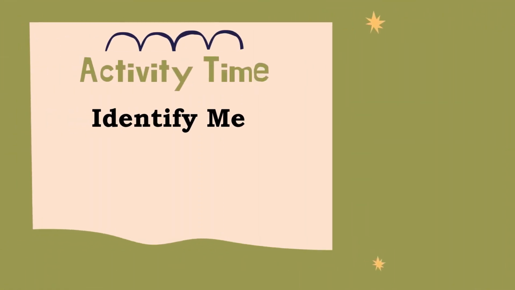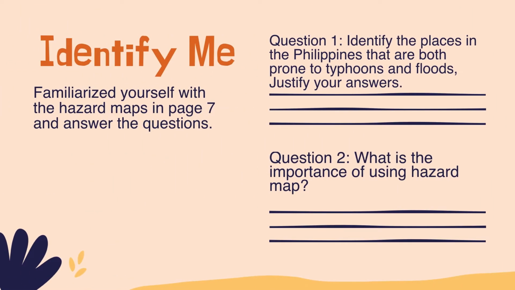And now, it's activity time. Turn your modules to page 8 and read Activity 3, Identify Me. What you are going to do is simple. Familiarize yourself with the hazard maps found on page 7 of your module and answer the given questions. First, identify the places in the Philippines that are both prone to typhoons and floods. Justify your answers. And question number 2, what is the importance of using a hazard map?